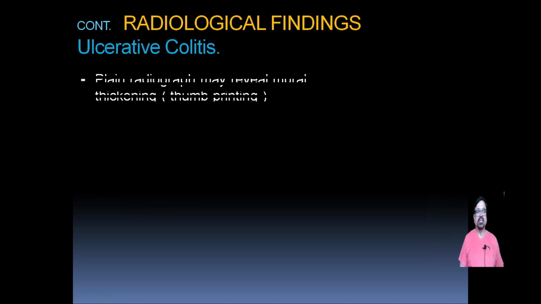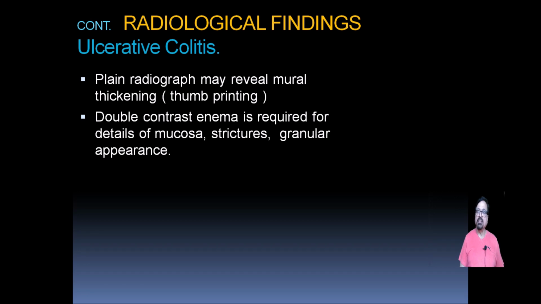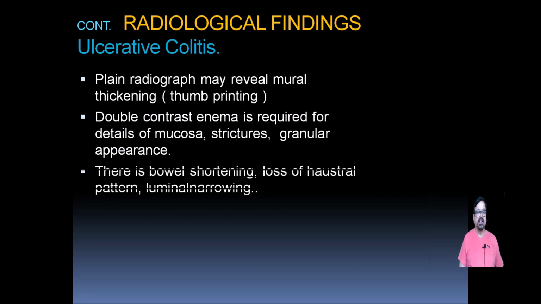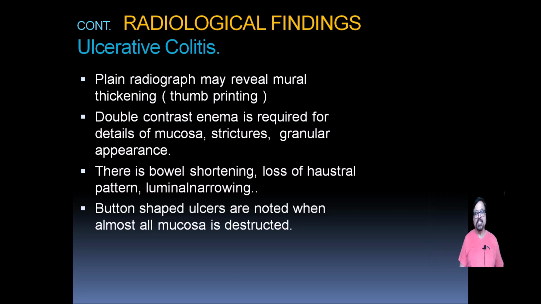Now we are continuing with ulcerative colitis. Further, the plain radiograph may reveal mural thickening, that is thumbprinting. It's a very good radiographic appearance. Double contrast enema is required for details of mucosa, strictures, and granular appearances. There is bowel shortening, loss of haustrations, and intraluminal narrowing. These are the features we see on barium enema studies. Button-shaped ulcers are noted when almost all the mucosa is destroyed. So this is a sign when all the mucosa is destroyed. There are pseudopolyps.